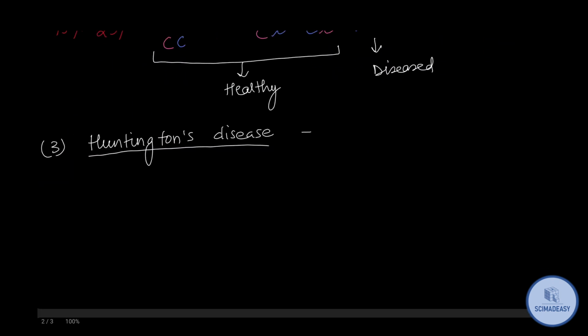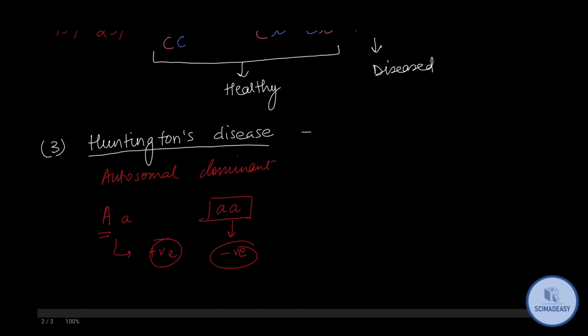Moving on to the third example. This is Huntington's disease, which is called an autosomal dominant disorder, meaning that if a person has only one allele which is dominant, that person would be positive. The only case when a person would not show the characteristics of Huntington's disease is when both the alleles would be recessive.